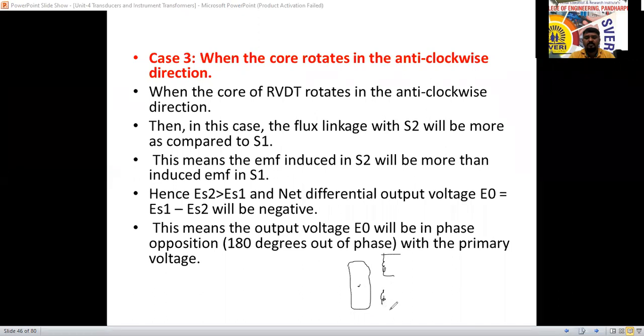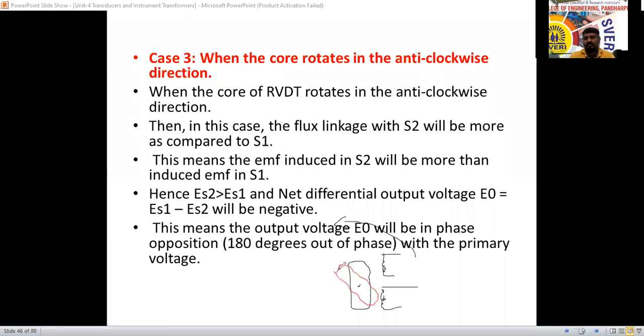Here the S2 is there. Then anti-clockwise direction means it is rotating like this. After rotating like this, the core movement will be like this here.